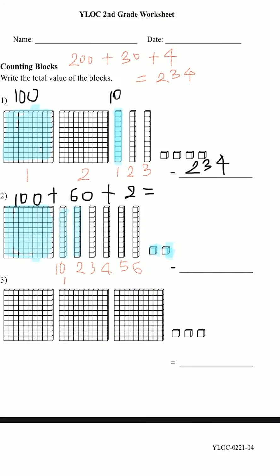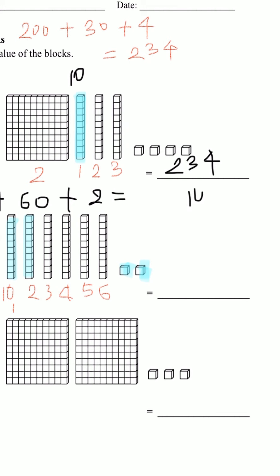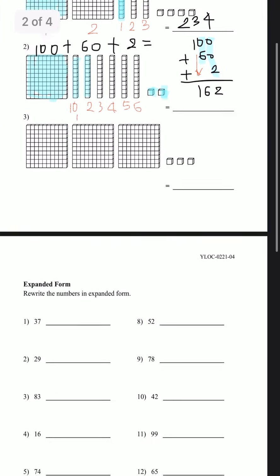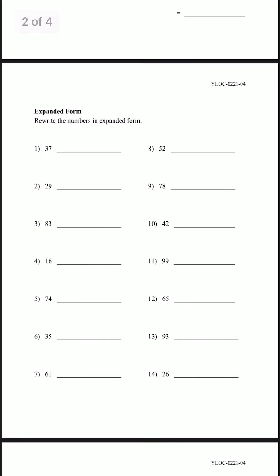So if we add 100 plus 60 plus 2, 0 plus 0 plus 2 is 2. 0 plus 6 is 6. And then the 1 comes down. So that would be 162, and that would be our answer. Let's move on to the next page.